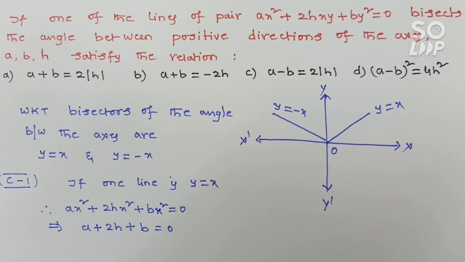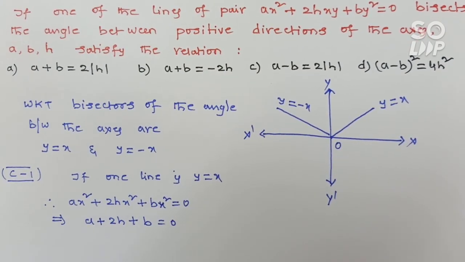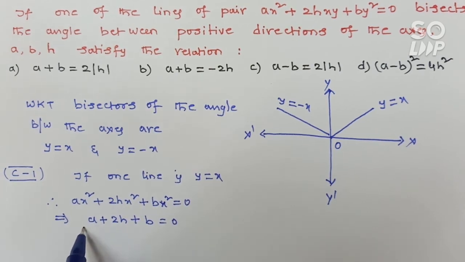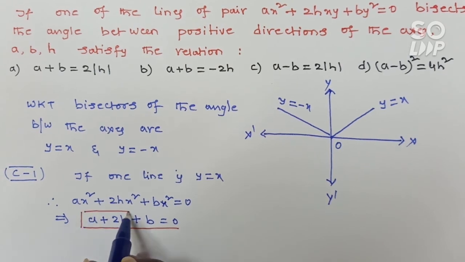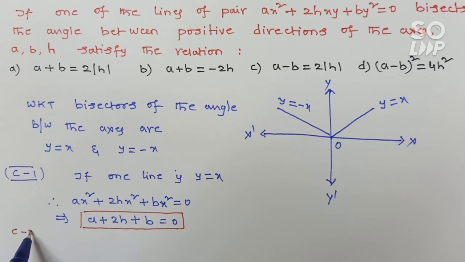This is one relation. So what is that relation? a plus 2h plus b is equal to 0. This is one relation. So please all of you observe this one. And next, case 2. What is case 2?